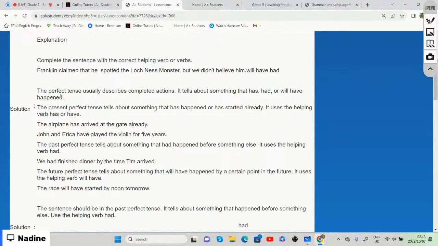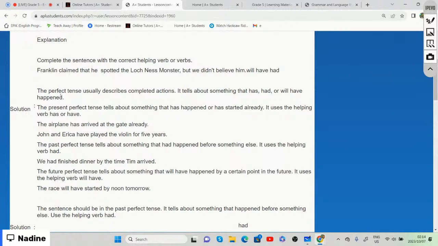And we say that the present perfect tense tells about something that has happened or has started already. With the present perfect tense, we use the helping verbs such as has or have. Has refers to one person, animal, place, or thing that is doing the action, and we use have when we are referring to more than one person, animal, place, or thing that's doing the action.